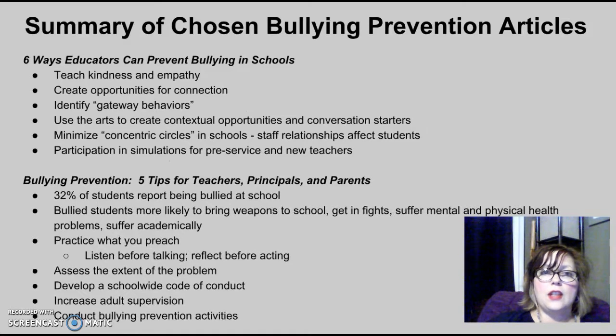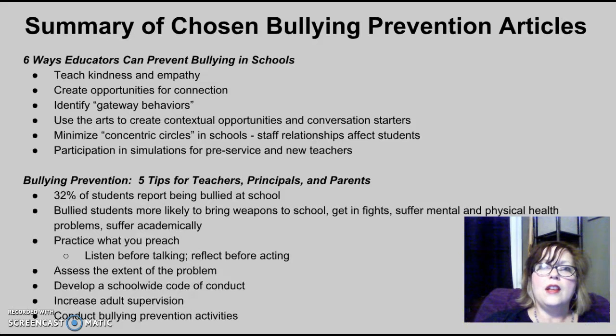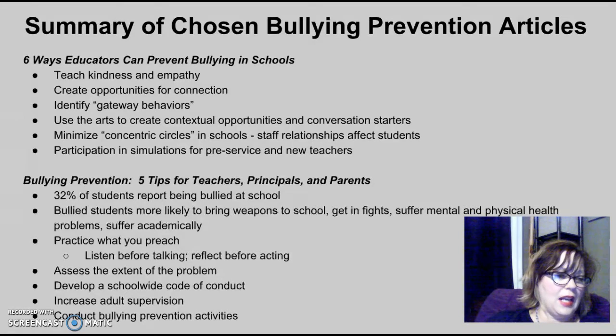Next, we have 6 ways educators can prevent bullying in schools. So first, teach kindness and empathy. This is an overreaching idea to just teach kindness, teach empathy at school, and it really needs to start young, hopefully. Create opportunities for connection. Give the kids opportunities to get to know each other, because if they know personal things about each other, they're less likely to bully each other, okay? Because it's personal. It says identify gateway behaviors, those things that we see that are leading up, whether it's staring at someone, name calling, things like that.